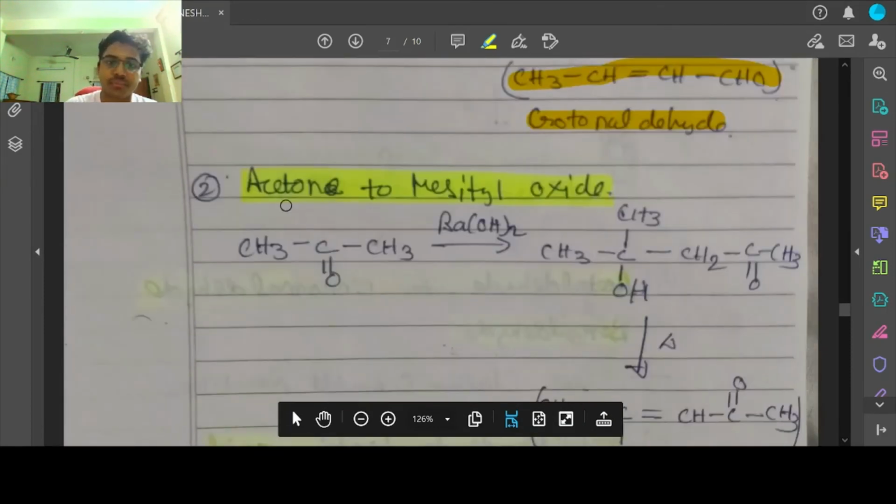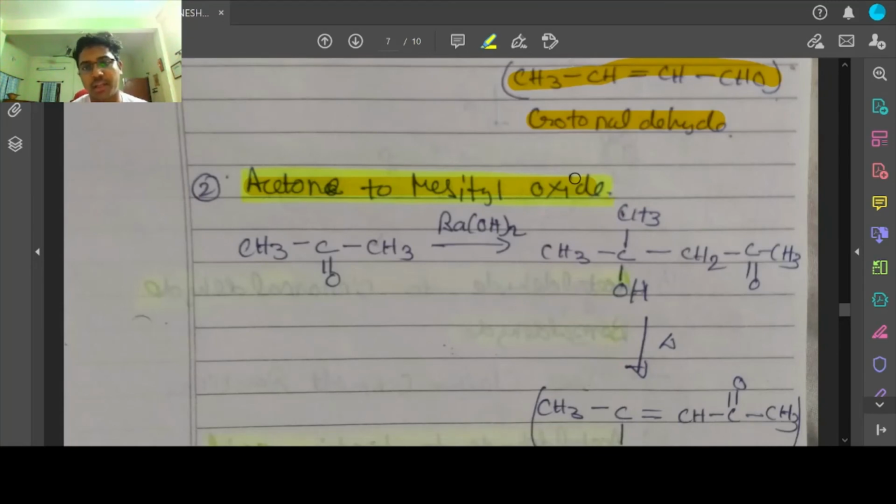Let us move on. So acetone to mesityl oxide. You might be thinking, what is mesityl oxide?